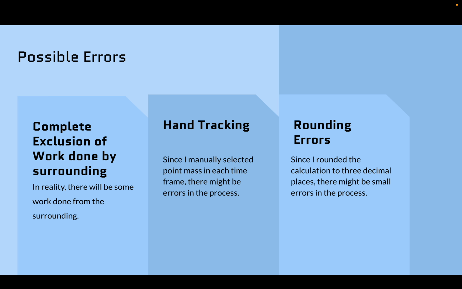Second, in hand tracking, since I manually selected the point mass in each time frame, there must be errors in the process. And third is rounding errors. Since I rounded the calculation to 3 decimal places, there might be small errors in the process.